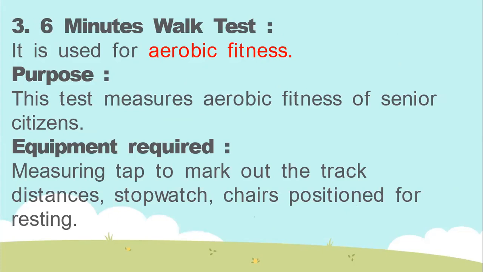Third is the 6 minute walk test. Okay. Now what is the 6 minute walk test? It is used basically for aerobic fitness, and the purpose is to measure the aerobic fitness of senior citizens. These are the equipment required in the 6 minute walk test: measuring tape to mark out the track distances, a stopwatch, and chairs positioned for resting.